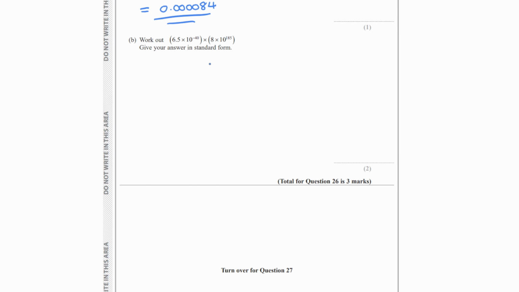So part B, work out 6.5 multiplied by 10 to the negative 40, multiplied by 8 multiplied by 10 to the power of 185. Give your answer in standard form. Now, if you type that in your calculator, it's too big a number, so it will not be able to give you what you want. What we'll do is we'll rewrite this.